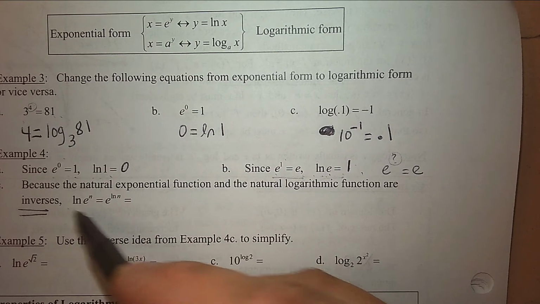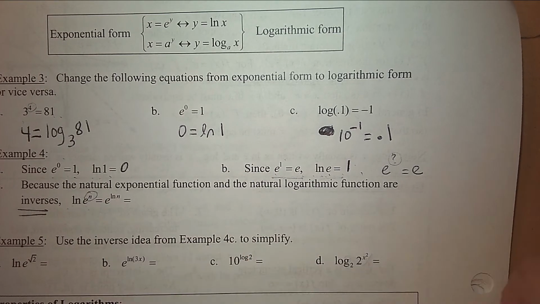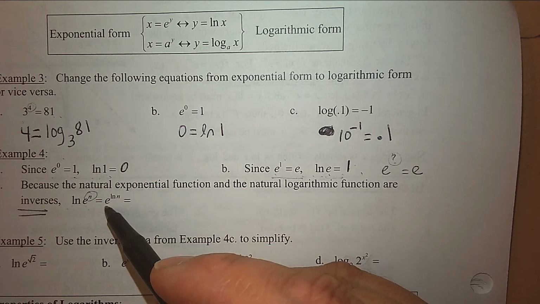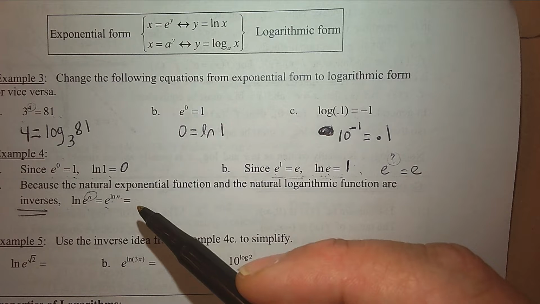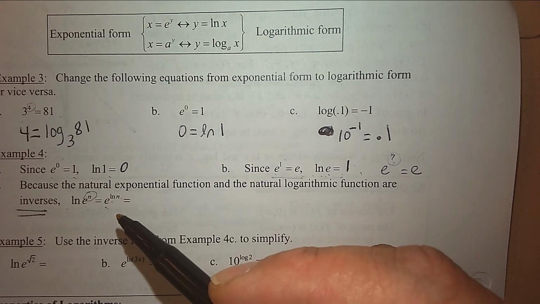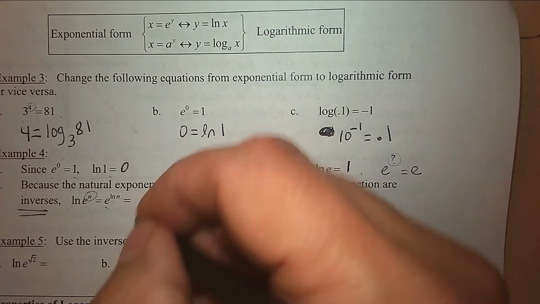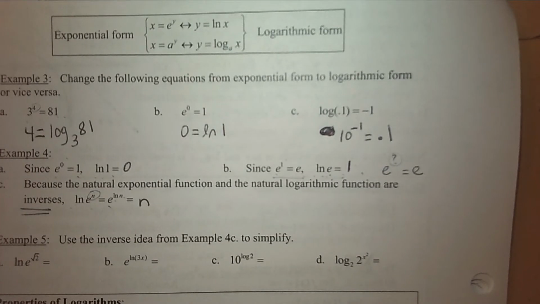If you have ln e to the n, the ln and the e undo each other, and what are you left with? Just n. Or if you have e to the ln n, e and ln undo each other. The exponent and the logarithm are like adding and subtracting, or multiplying and dividing. They're inverses. They undo each other, and then that's what's left.